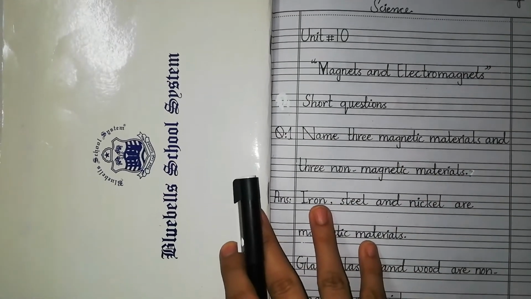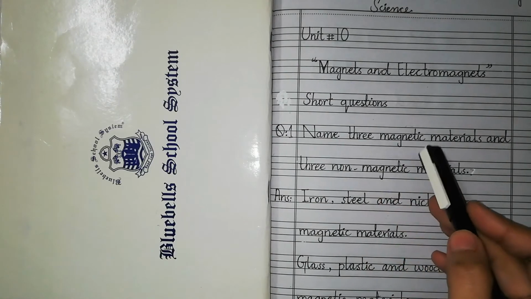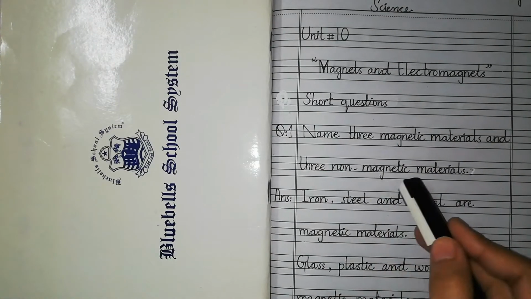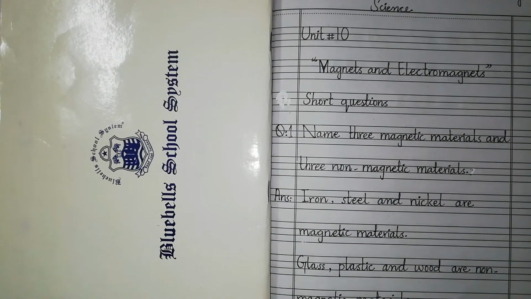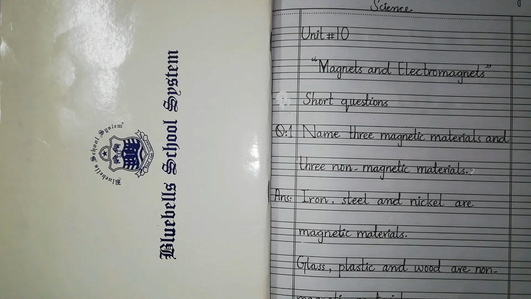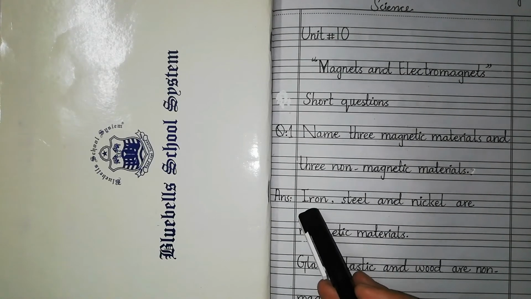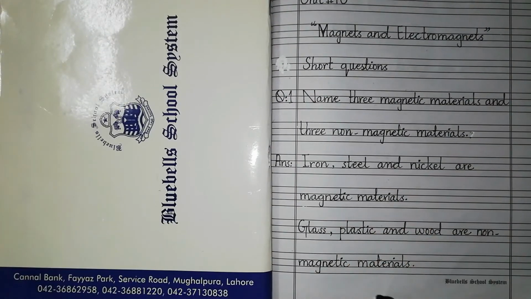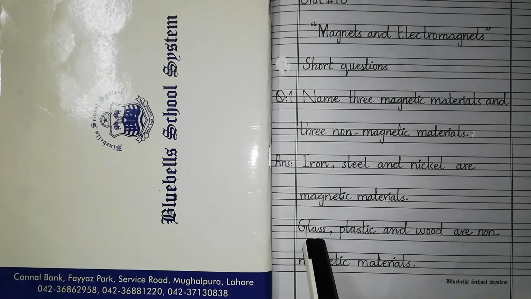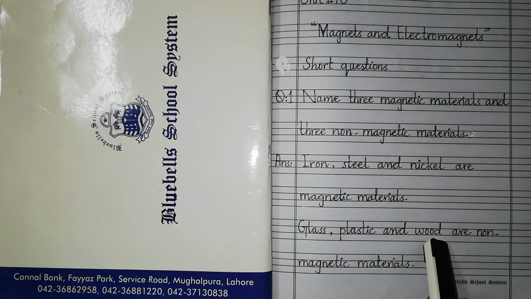Question number 1 is, name three magnetic materials and three non-magnetic materials. Students, magnetic materials are those materials which can be attracted by a magnet. For example, iron, steel and nickel. And non-magnetic materials are those materials which cannot be attracted by a magnet. For example, glass, plastic and wood are non-magnetic materials.